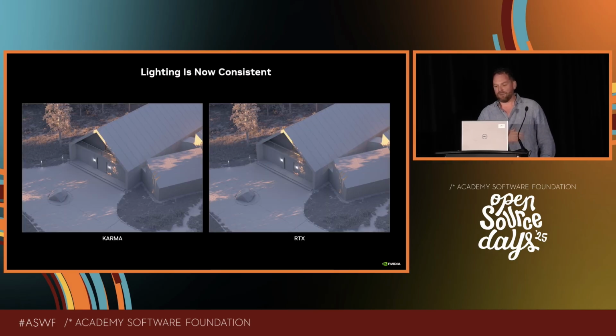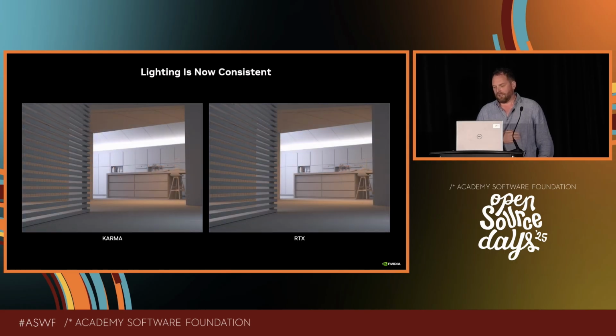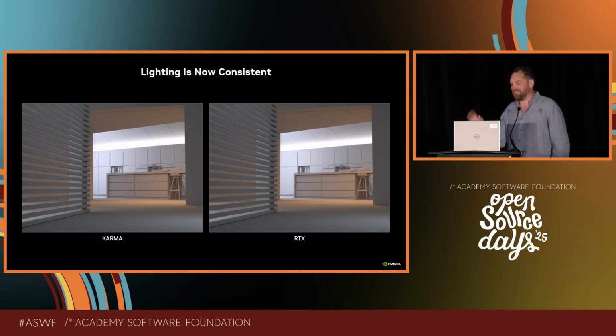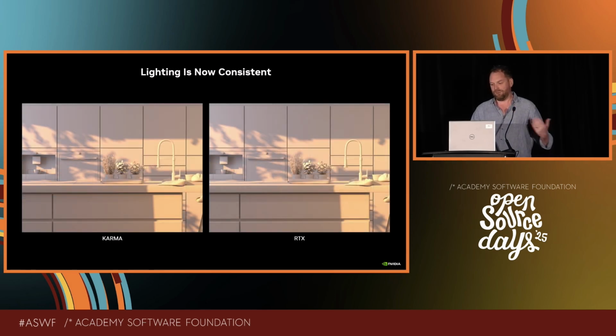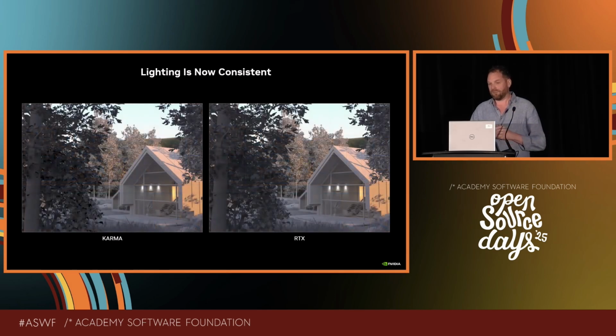And with those changes implemented, lighting can now be consistent between renderers. So here we've got Karma on the left and Omniverse RTX on the right. There's some slight differences between the renderers, and the reason that it's all gray shaded is because USD preview surface interpretation is a whole different kettle of fish that we don't have time to cover. But you can see the lighting is basically exactly the same between the two. So it works. Yay, we're done.